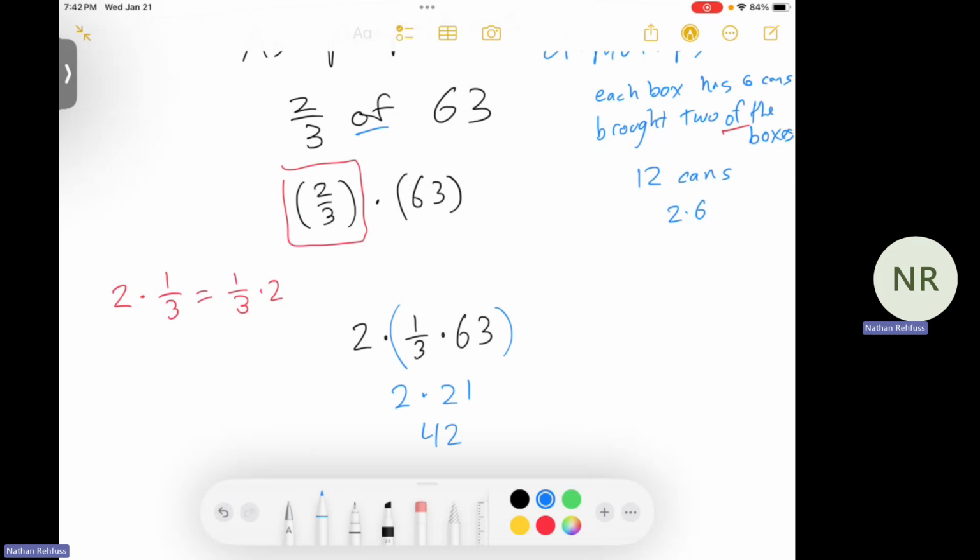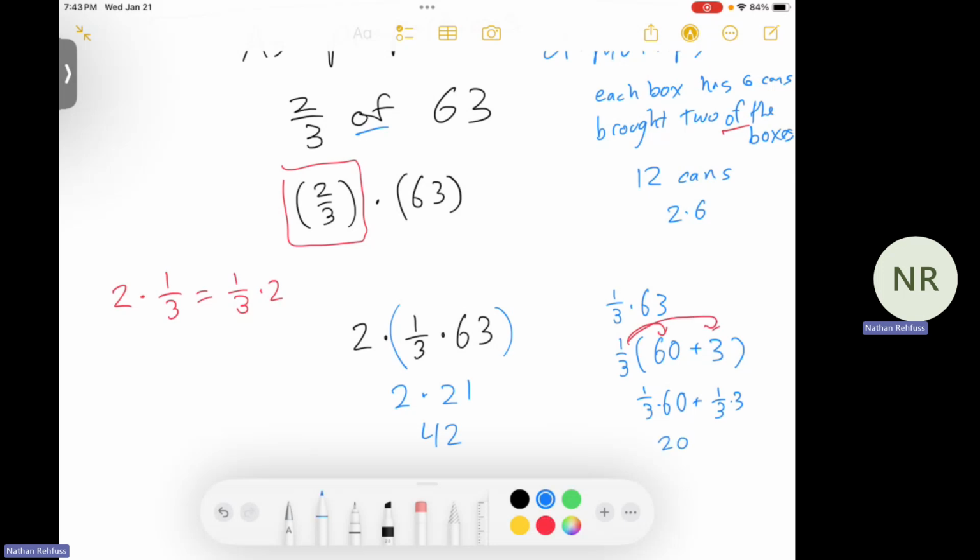How did I know that 1/3 of 63 was 21? I did that in my head, and here's how. 1/3 times 63. I used a trick called distributing. I know that 1/3 of 63 is 1/3 of 60 plus 3. Well, that's 1/3 of 60 plus 1/3 of 3. So that step is called distributing the 1/3 into the equation.